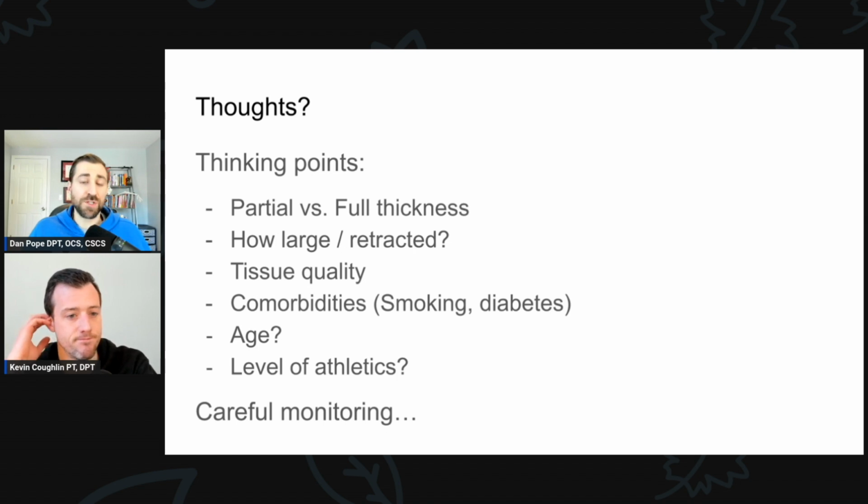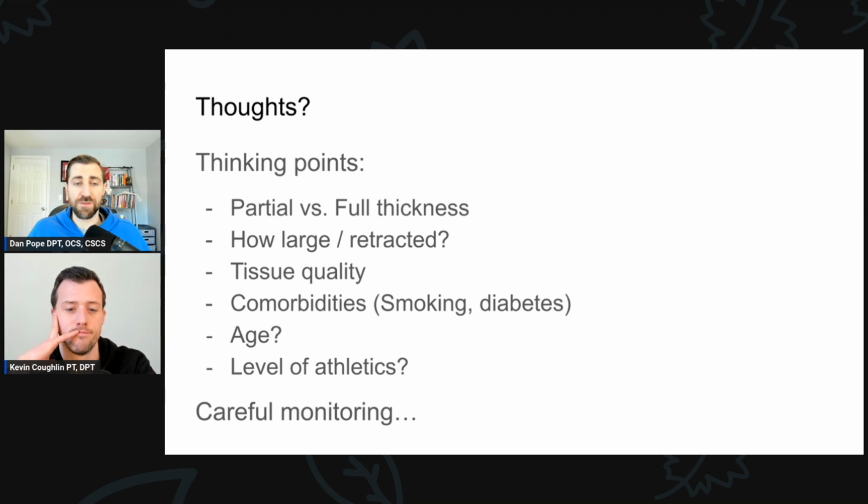So the other one's tissue quality. If you have really good tissue quality, better likelihood of the surgery doing well. If you have terrible tissue quality, obviously not quite as good. Comorbidities, we talked about that before. Age, I think, is really important. We discussed why. If you have someone that has a larger full thickness cuff tear, potentially massive, there's an opportunity to repair it and they want to be athletic, probably try to repair that.